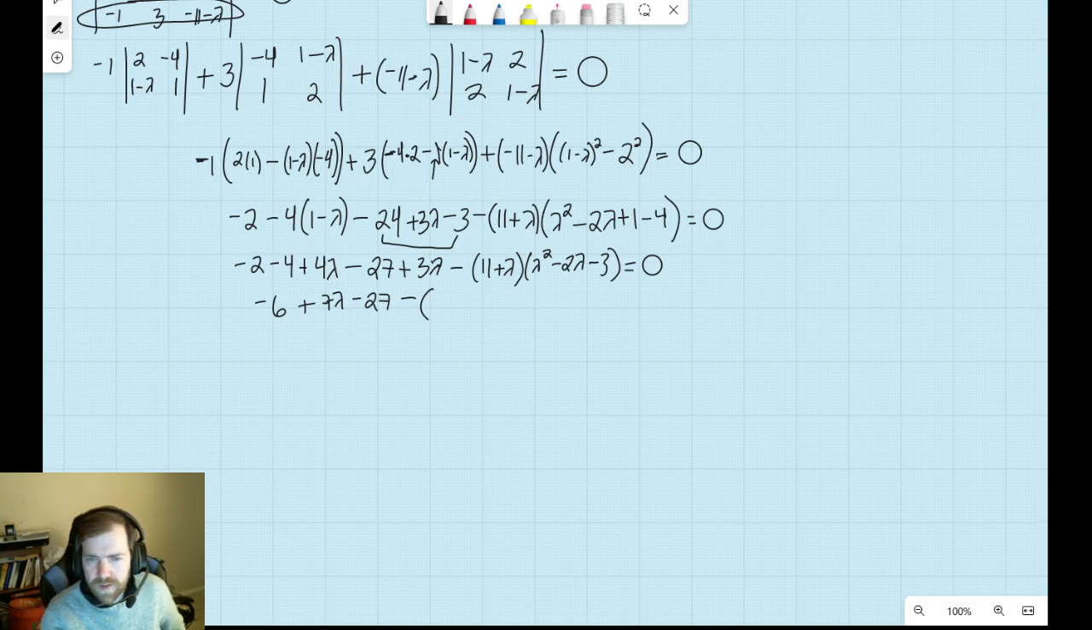Alright, 11 plus lambda times lambda squared minus 2 lambda minus 3 is going to be a lambda cubed. This is going to be 11 lambda squared and also minus 2 lambda squared, so plus 9 lambda squared overall. Just lambdas are going to be -3 and -22. So -25 lambda. And then 11 and -3 make a -33 for constants.